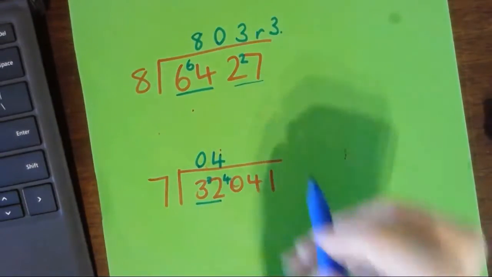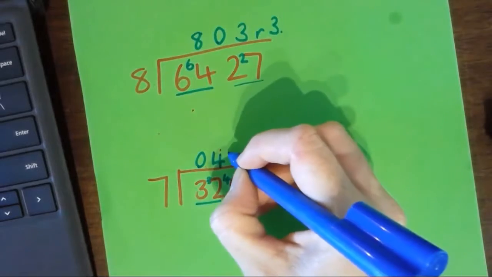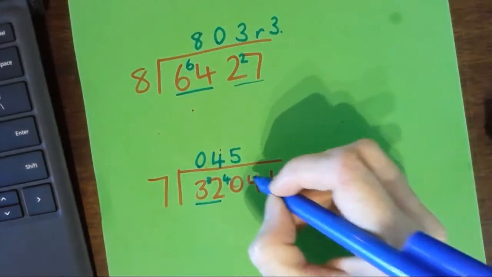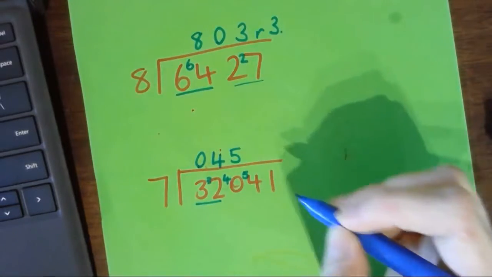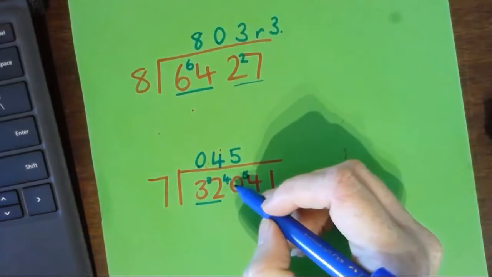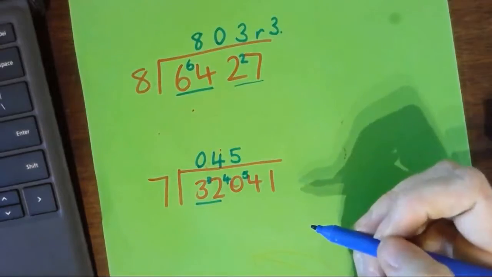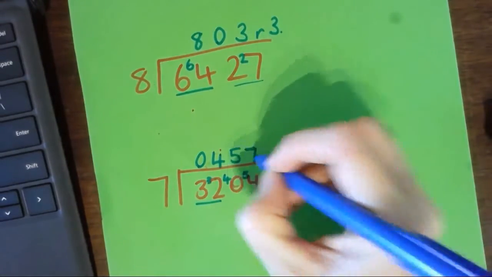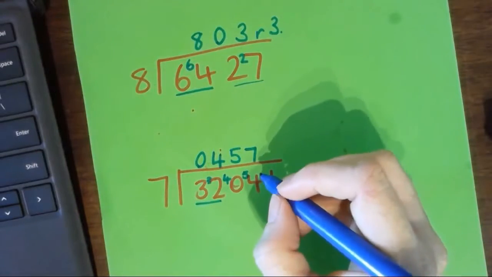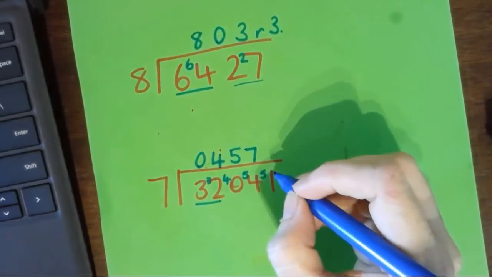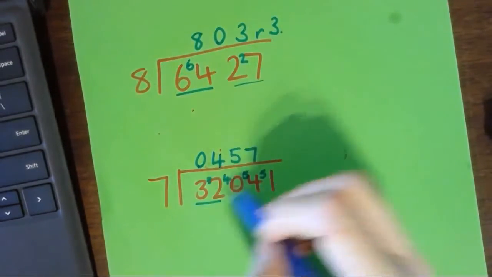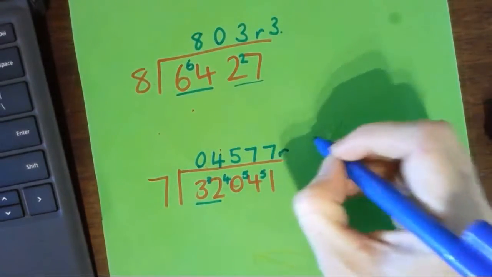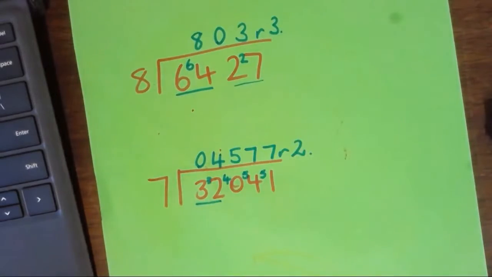7 into 40 goes 5 times. Okay, with 5 remainder, 7 5s are 35, so 5 remainder gives us up to 54. 7 into 54 goes 7 times. Okay, with 5 remainder. And 7 into 51 goes 7 times as well. Okay, but with a remainder of 2.